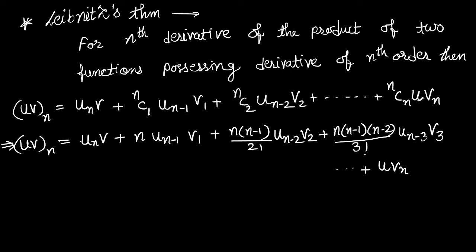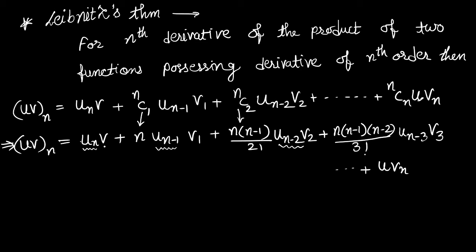Here, this nC1 value is equal to n and nC2 value is equal to n into n minus 1 by 2 factorial. Now, (uv)_n is u_n v plus n u_(n-1) v1, then n into n minus 1 upon 2 factorial u_(n-2) v2 and so on. That means first we find the nth derivative of u, in the second term n minus 1, then n minus 2 and so on.